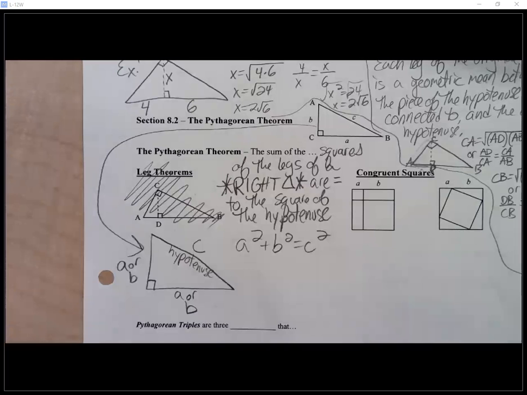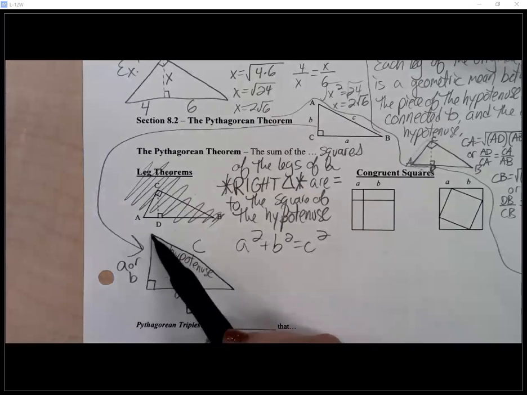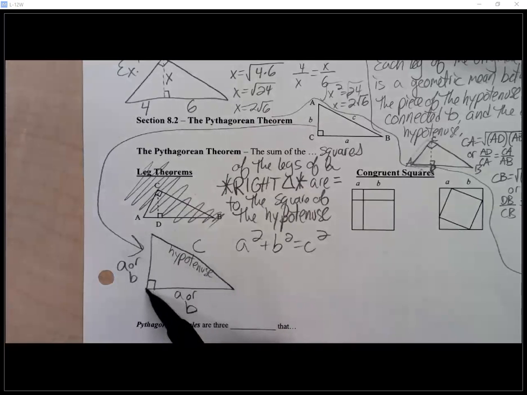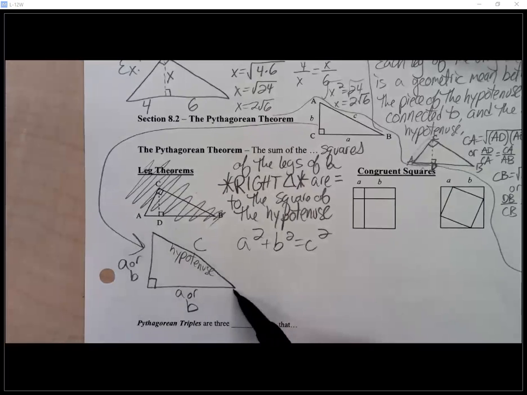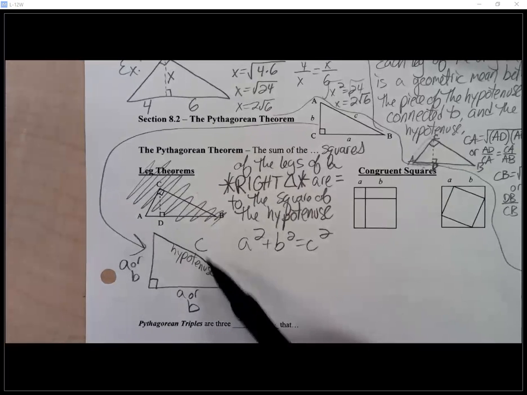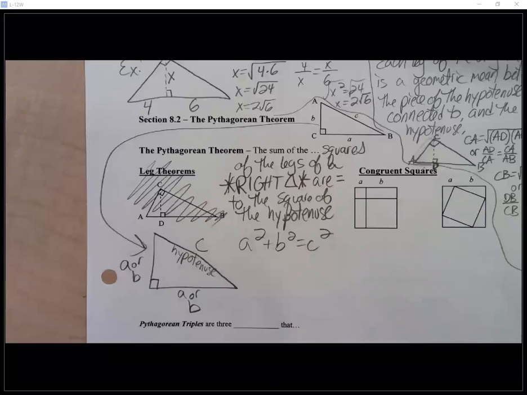So the claim is that if you take any right triangle, literally any right triangle in the whole universe, if you take the length of this leg, square it, take the length of this leg and square it, it will always be equal to whatever the length of the hypotenuse is squared. But how do we know that that's true? How do we know for a fact? We have to be able to prove it. I have one way to prove it. It's actually kind of super fun.